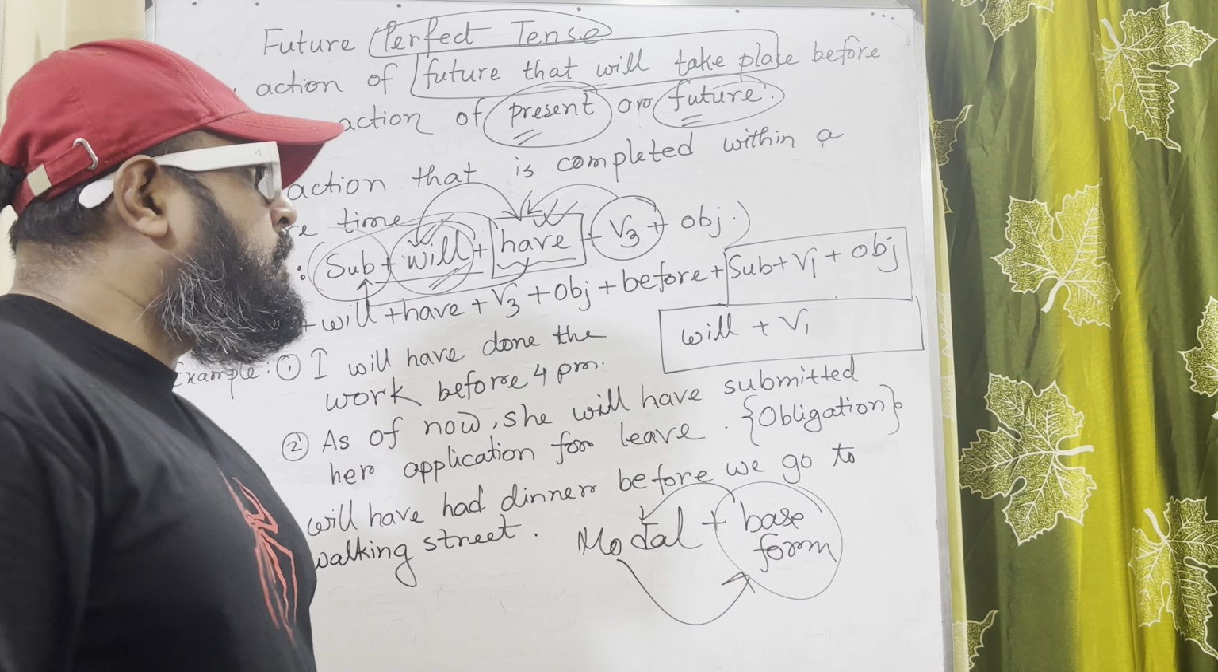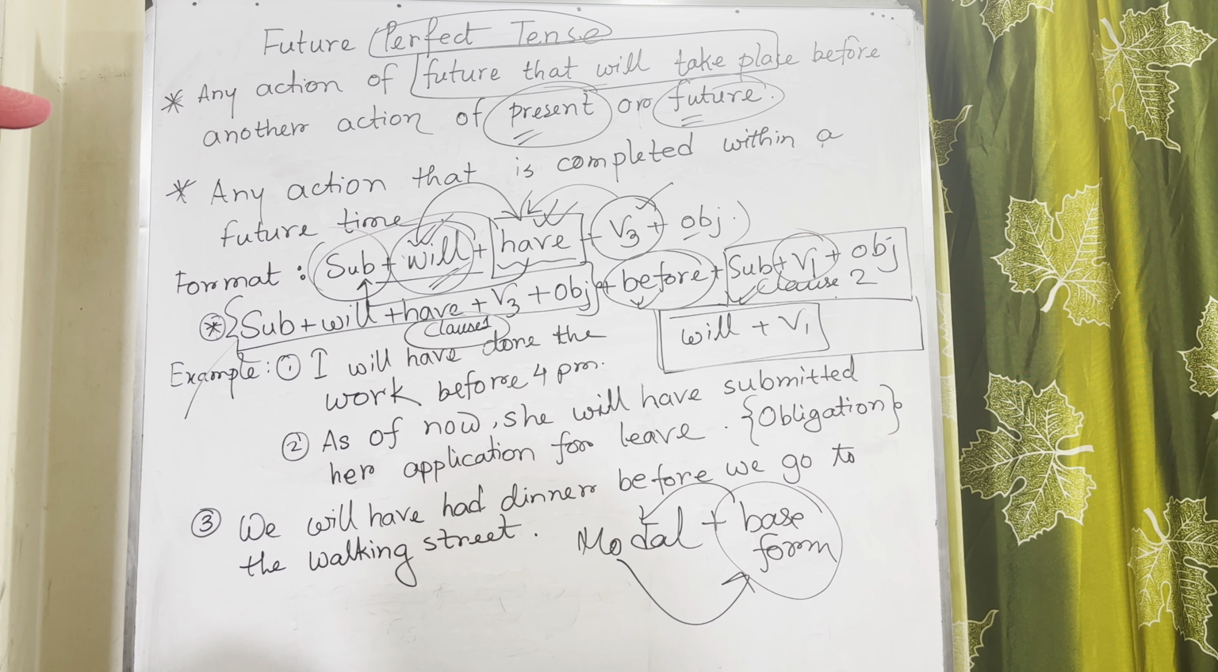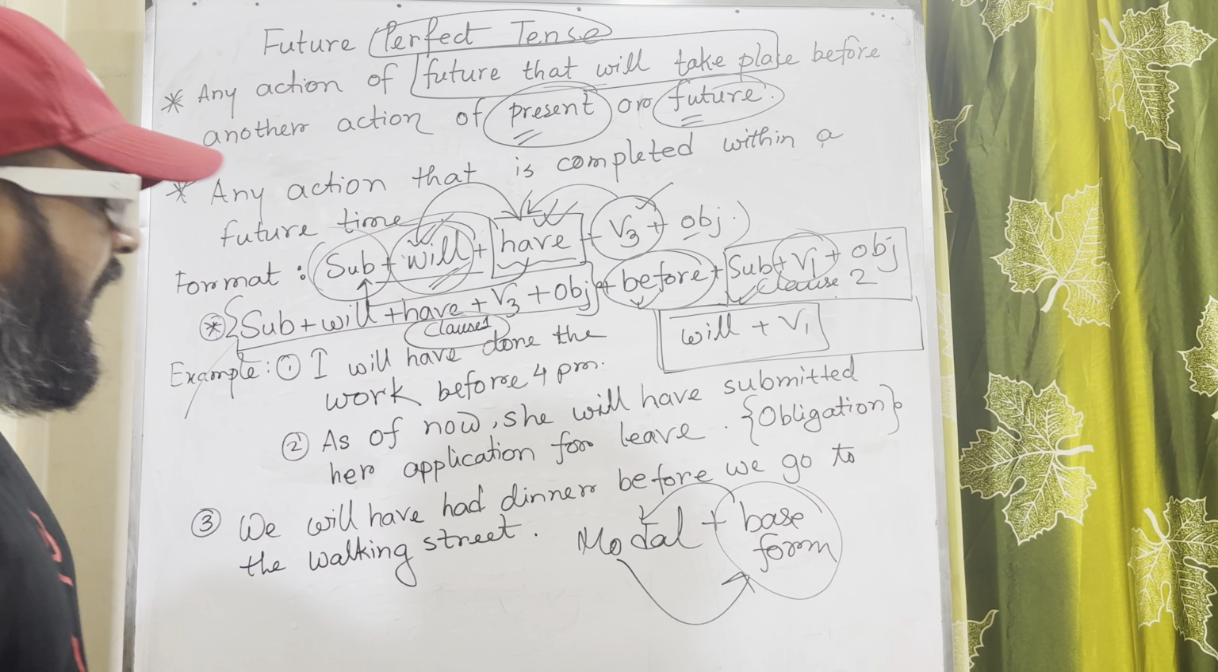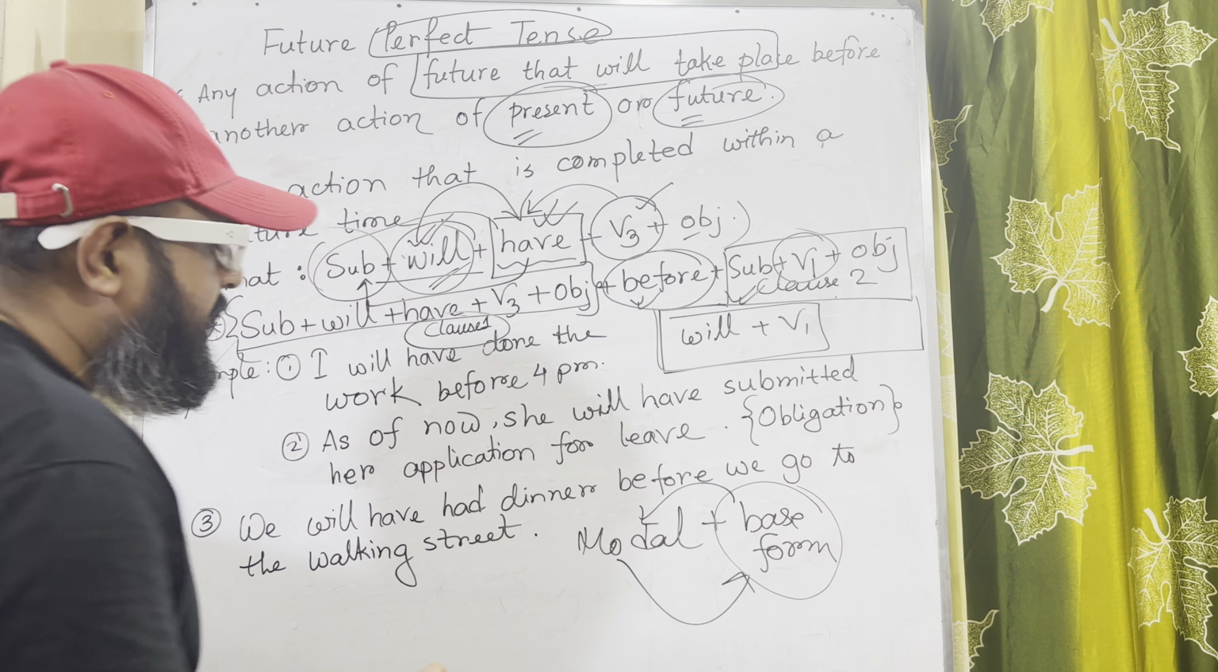Let's take some examples. I will have done the work before 4 p.m. It indicates that I am predicting, it's a prediction, or it shows my absolute confidence that my work will be completed before 4 p.m. So this type of sentence we often use when we want to put emphasis on a prediction. That's why we use the future perfect tense.